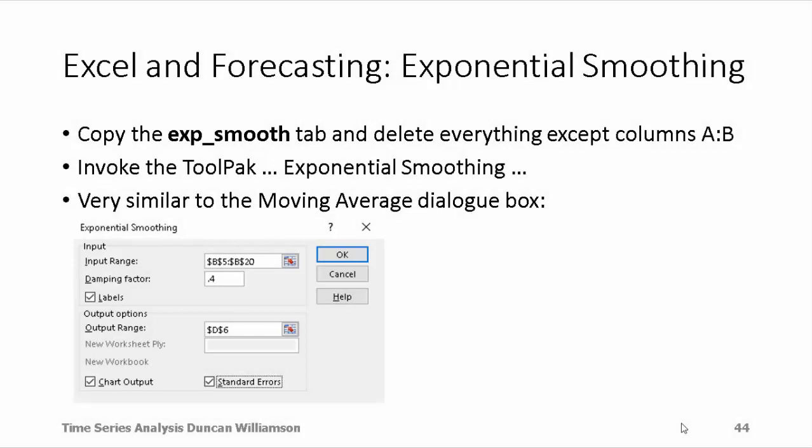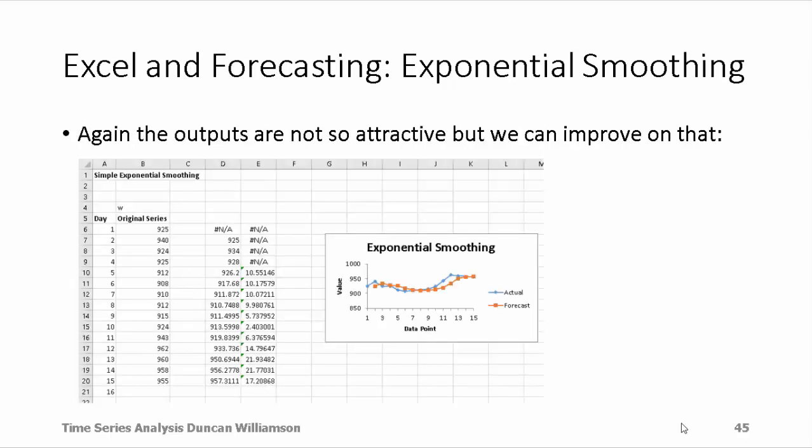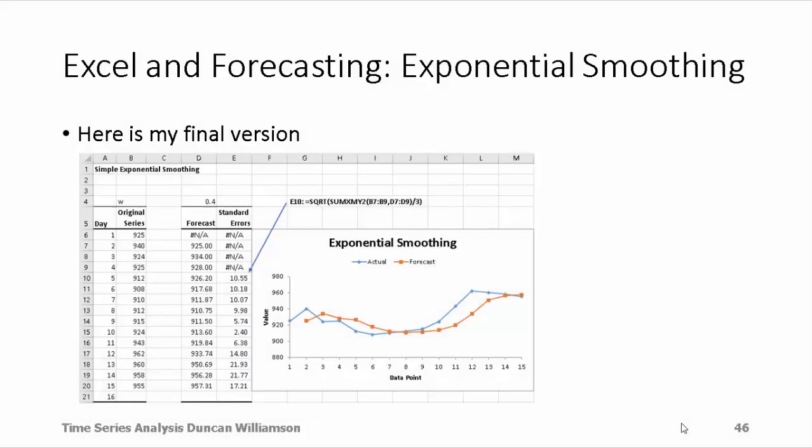Copy the EXP Smooth tab and delete everything except columns A and B. Invoke the toolpack exponential smoothing utility. Very similar to the moving average dialog box, as you can see there. Again, the outputs are not so attractive. We can improve on them. And here is my final version. Again, I've highlighted the formula in E10 for the standard errors.